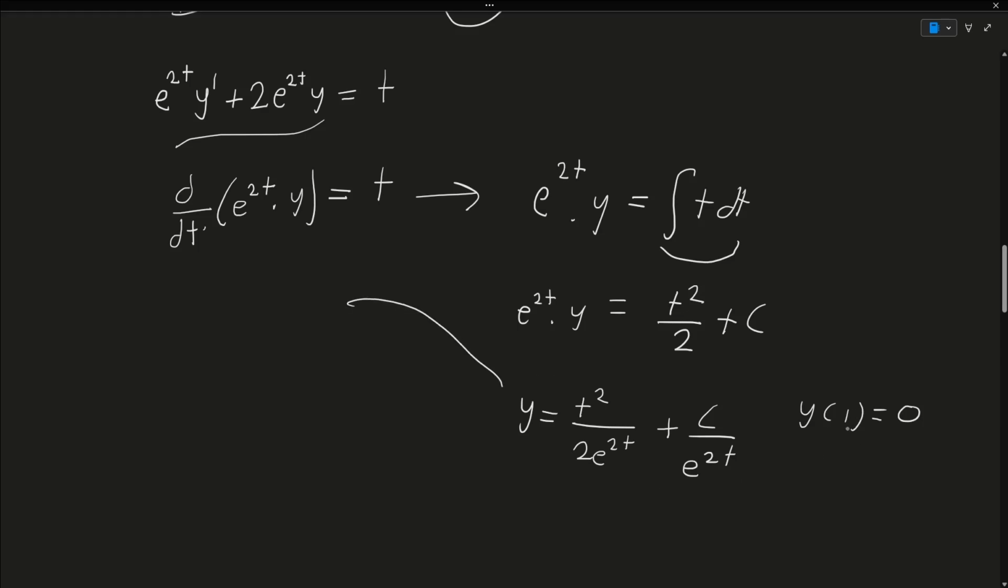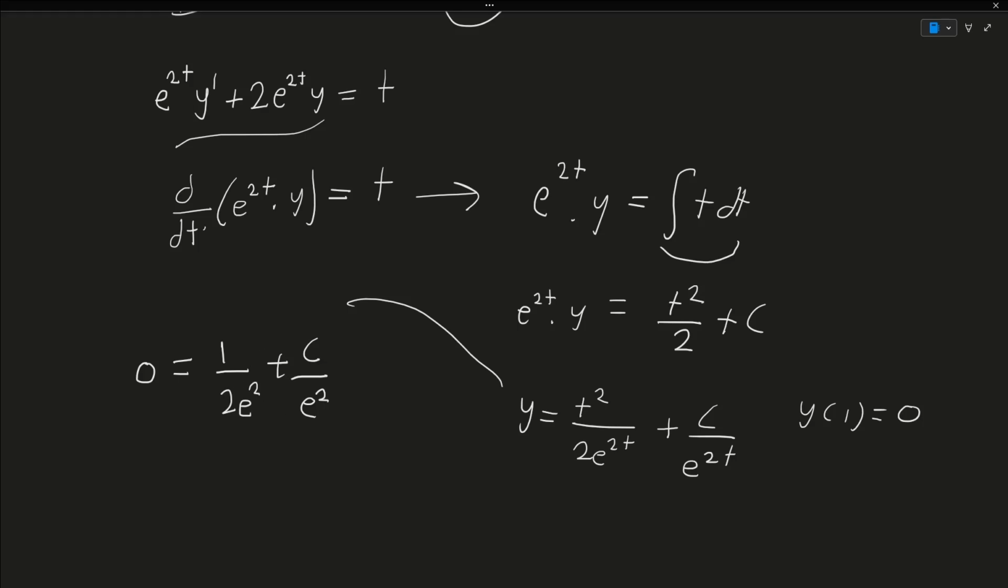So if we move on to this side, this means that wherever we see t, we can plug in 1, and wherever we see y, we can plug in 0. So we're going to say that 0 equals 1 over 2e to the 2 plus c over e to the 2. Because 1 is our input and 0 is our output, and y is the output and t is the input, basically. So we are able to make this.